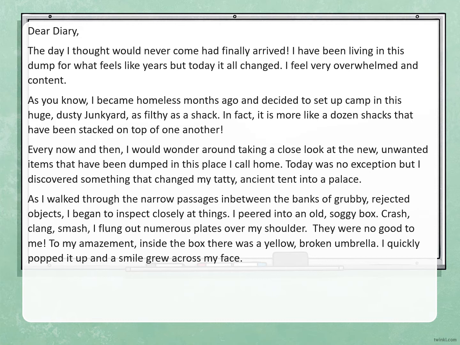Today was no exception, but I discovered something that changed my tatty ancient tent into a palace. As I walked through the narrow passages in between the banks of grubby rejected objects, I began to inspect closely at things. I peered into an old soggy box. Crash, clang, smash, I flung out numerous plates over my shoulder. They were no good to me. To my amazement, inside the box there was a yellow broken umbrella. I quickly popped it up and a smile grew across my face.